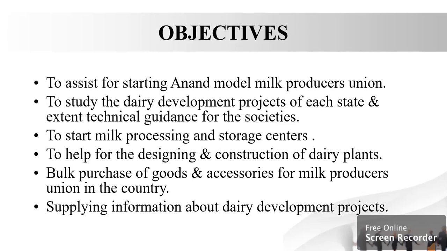NDDB has objectives of increasing the farmer's income, increasing milk production and developing the dairy industries. First objective was to assist in starting the Anand Model Milk Producers Union. In the Anand area, milk producers came together and started up a small dairy processing unit. Then second, to study the dairy development projects for each state and extend technical guidance for the society.